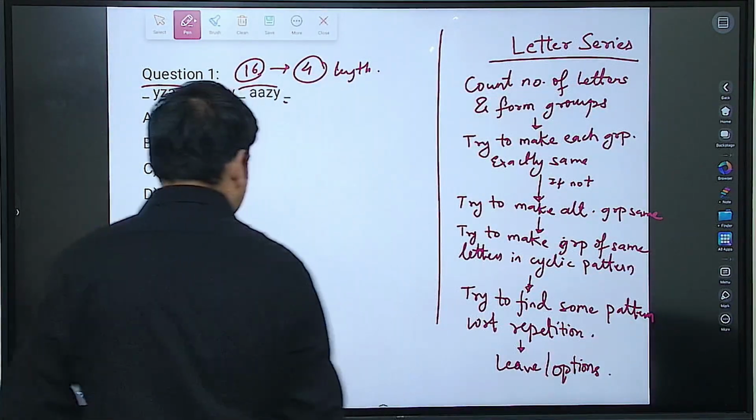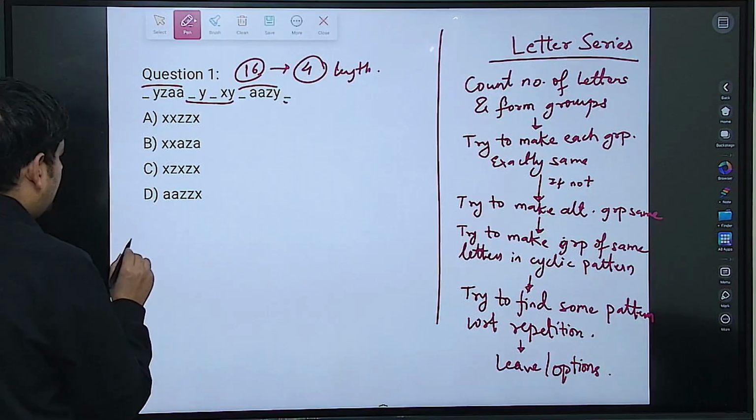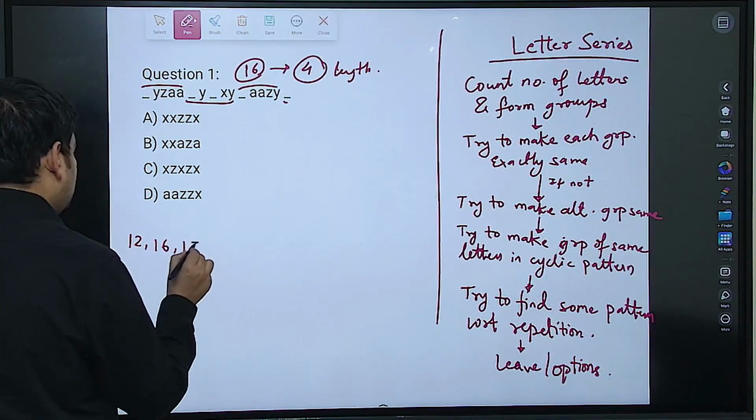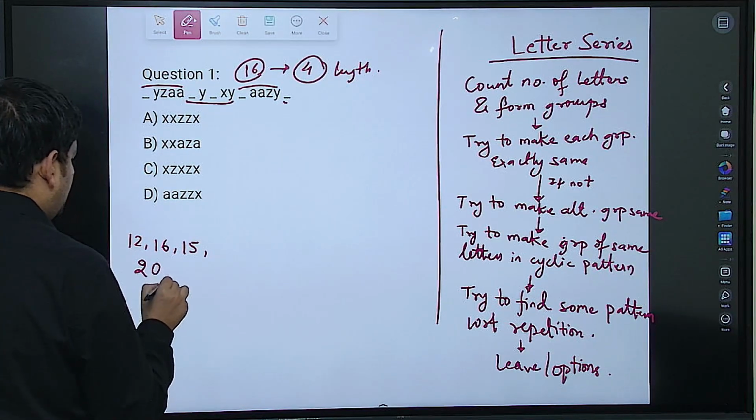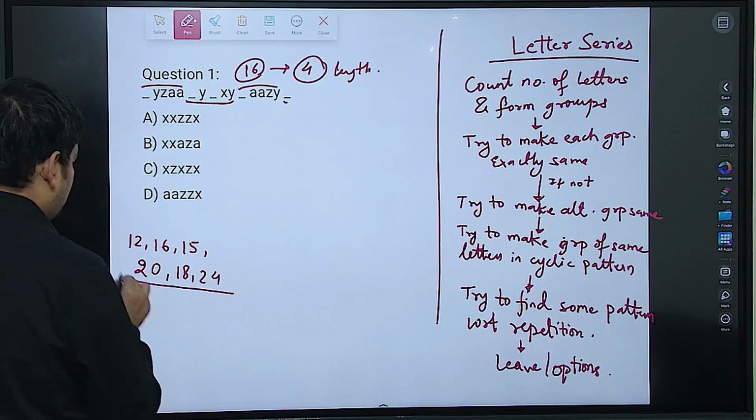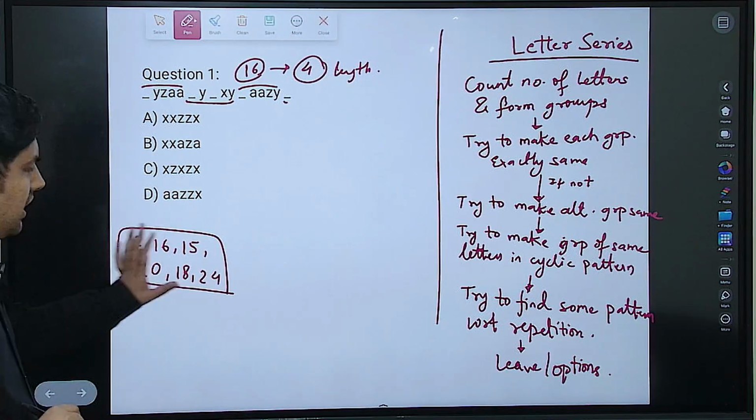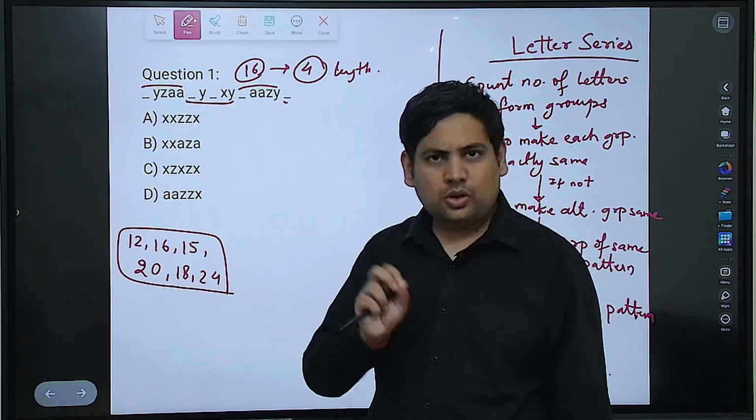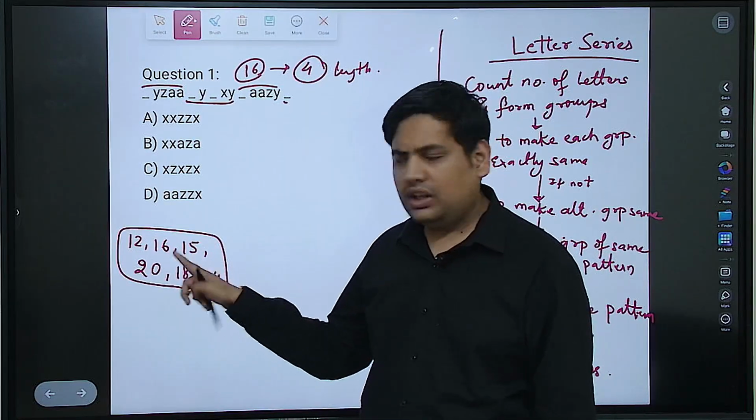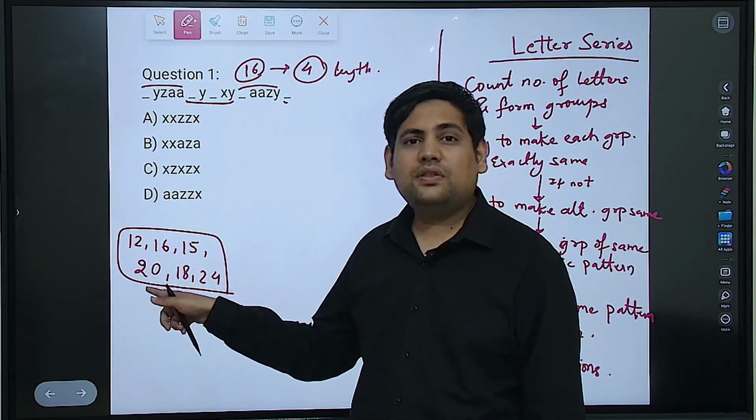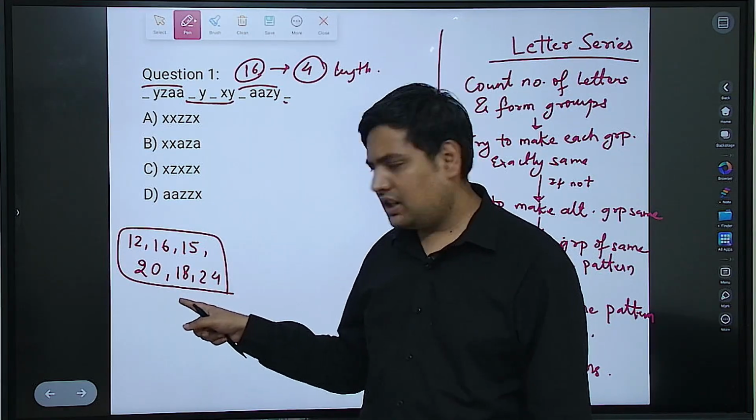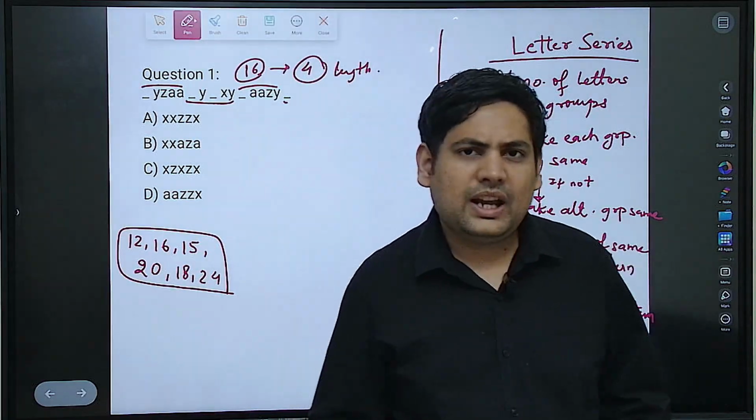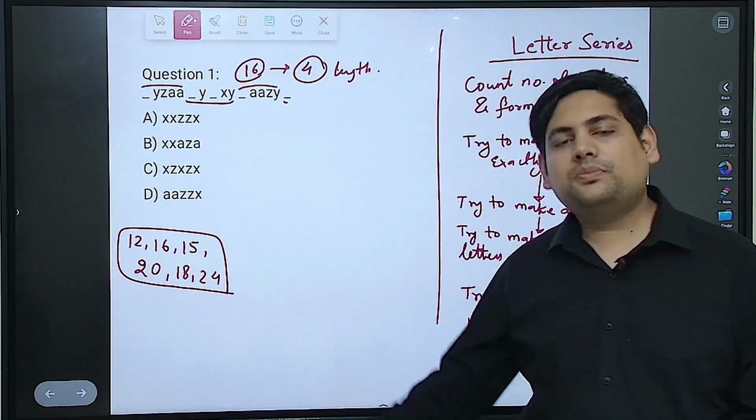Mainly you will see groups of these lengths: 12, 16, 15, 20, 18, 24. Correct? These group lengths you will see in most questions. For 12, what you will need to see? 3 groups of 3 or 4. Here group of 4 only. Here 3 and 5. Here group of 4 or 5. Group of 3 or 6. Group of 6 or 4. So first thing is identifying the number of letters and forming groups according to it.